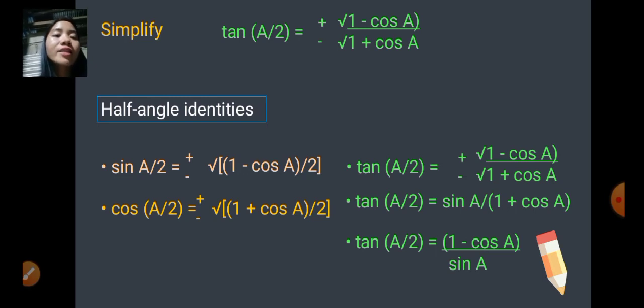So half-angle identities, we have sin a over 2 is equal to positive and negative square root of (1 minus cos a) over 2. Then our cos a over 2 is equal to positive and negative square root of (1 plus cos a) divided by 2. Then our tangent a over 2 is equal to positive and negative square root of (1 minus cos a) over (1 plus cos a). Then we have also tan a over 2 is equal to sin a over (1 plus cos a). Then tan a over 2 is equal to (1 minus cos a) over sin a.